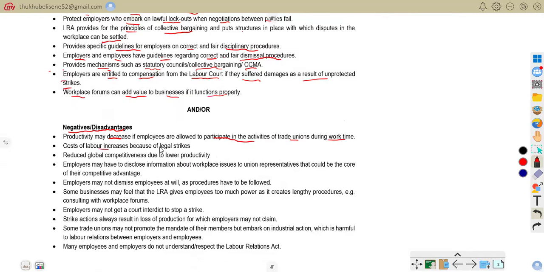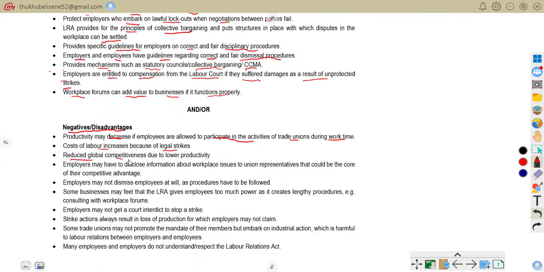Cost of labor increases because of legal strikes. So we are talking about the labor cost going to rise due to legal strikes. For example, a long protected strike leads to production delays and financial losses. So that is that.